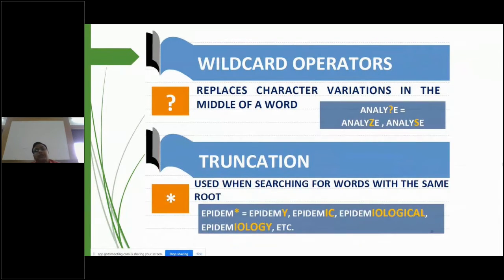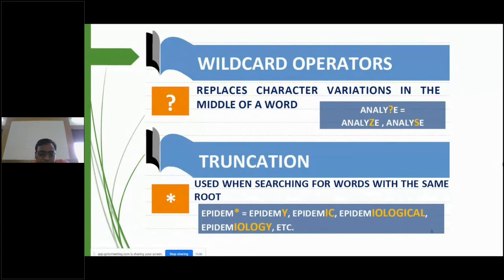There are another two facts. There is a wildcard operator, which replaces character variations in the middle of a word. There are UK, US and British spellings with various differences. One example is analyze, with a Z or an S. So for the wildcard operator, you place a question mark in that word, between the Y and the E of analyze, and you can get all the results for both spellings.